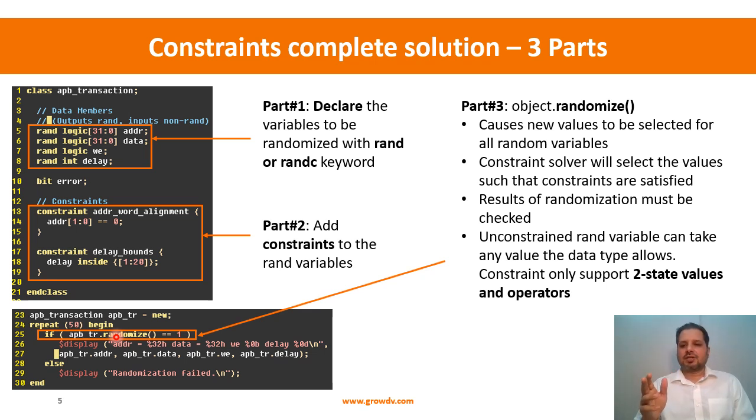It's a three-step process. You declare rand or randc properties, and second, you add constraints so that the overall values a particular data type can take are trimmed to target the area that you care for. And third, you create an object of the class that you have defined, and then call the dot randomize function. When you call dot randomize, the rand variables that you have declared within the class will take random values which satisfy the constraints that you have defined. So that is how the overall constraint random stimulus generation works.